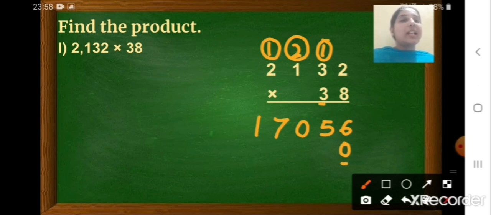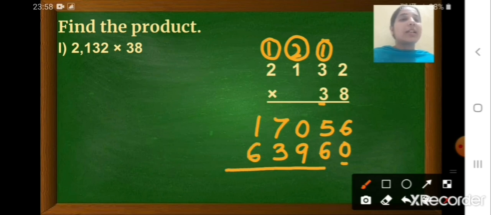Then 2 3s are 6. Now 3 3s are 9. 1 3s are 3 and 2 3s are 6. Now let's add. So 6 plus 0, 6 we will write here. 6 plus 5, 11. So 1 we will write here and 1 will be carried over to the next place. So 9 plus 1, 10. So 0 we will write here and 1 will be carried over to the next place.